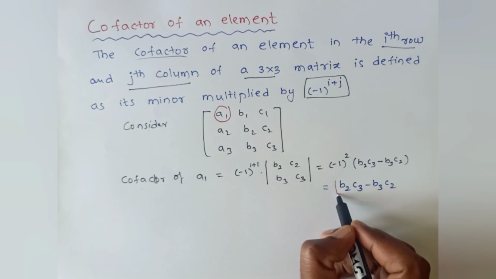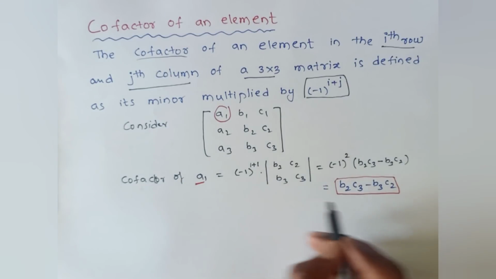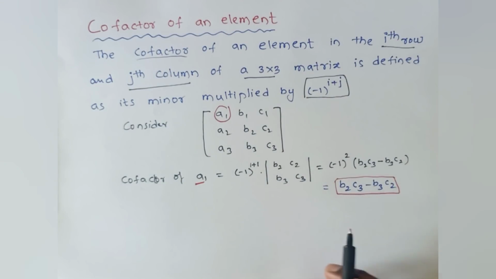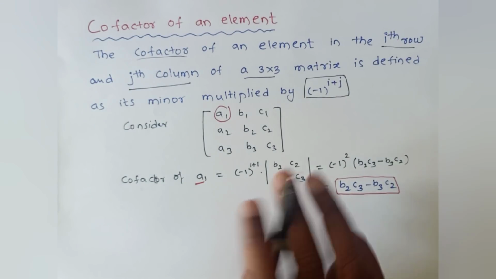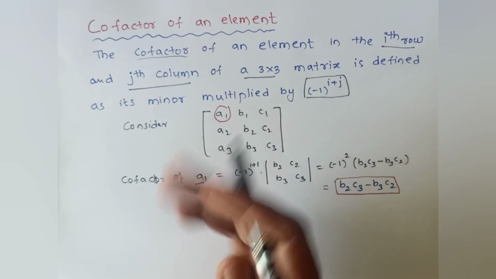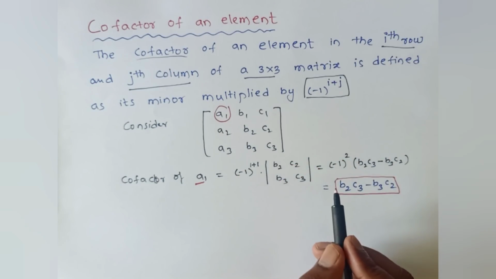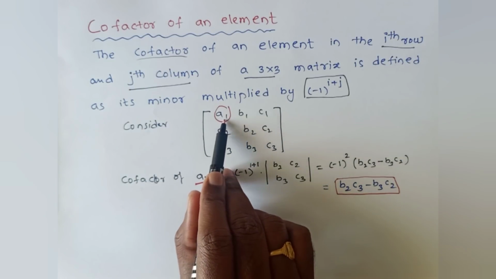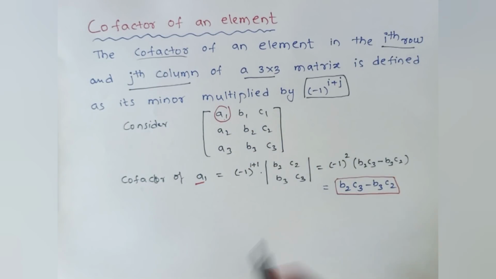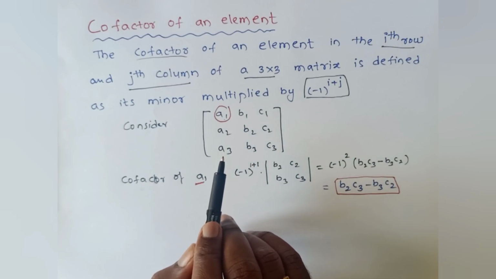So the cofactor of the element A1 is B2C3 minus B3C2. So it is the same as the minor only. What is the difference between these two things? Sometimes they may differ by a sign only. See here, the minor of A1 is the same as the cofactor of A1, whereas in B1, maybe the sign may be changed.